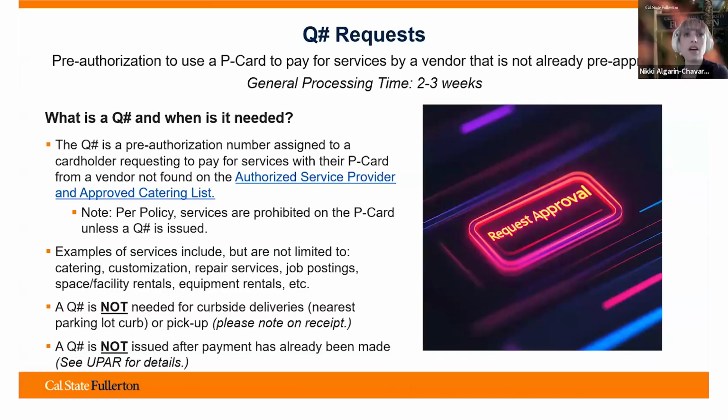A queue number is not issued after payment has already been made. So if you've asked a vendor to provide services, and you pay them without the pre-authorization of the queue number, we will not issue a queue number for that because you've already paid. It is then a UPAR.